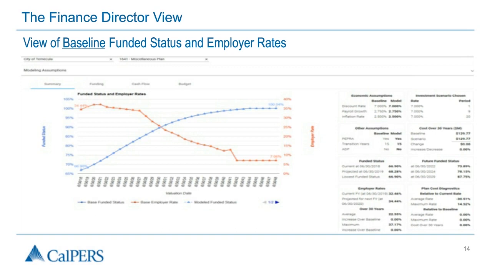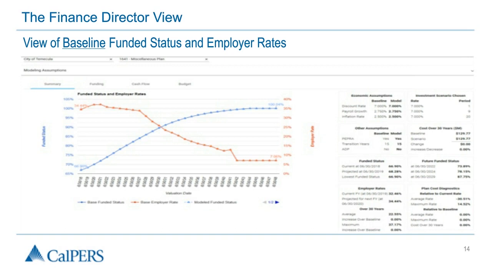Finally, the last box on the left provides some info on the employer rates, comparing the current rate to the projected rate for the next fiscal year, as well as providing the average employer rate over the next 30 years and the maximum rate this agency would encounter over the next 30 years.